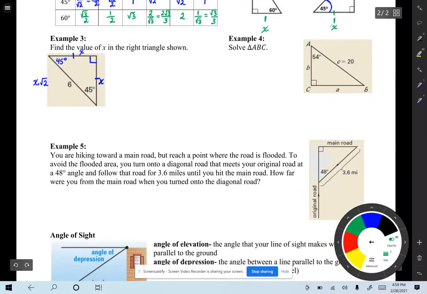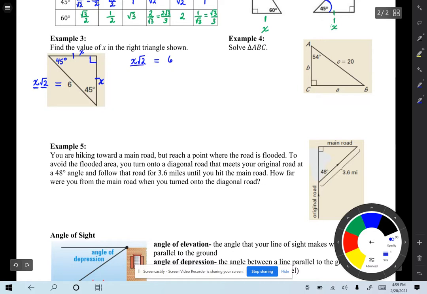So the hypotenuse here is going to be whatever x is times the square root of 2 in a 45, 45, 90. So that will give you the length of the hypotenuse. So there's your equation. X times the square root of 2 is the value of the hypotenuse.